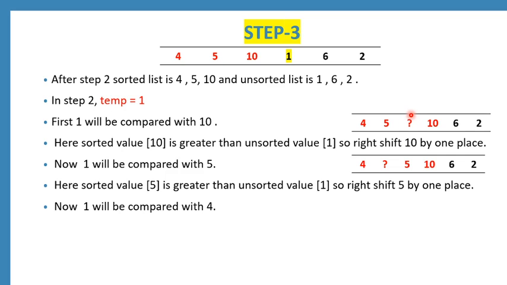Again 1 will be compared with 5. Again the sorted value is greater than the unsorted value. Again shifting will be done, so 5 will go to index 2 and index 1 will remain blank. Now 1 will be compared with 4. If it is so, then 4 will go to index 1 and index 0 will remain blank.